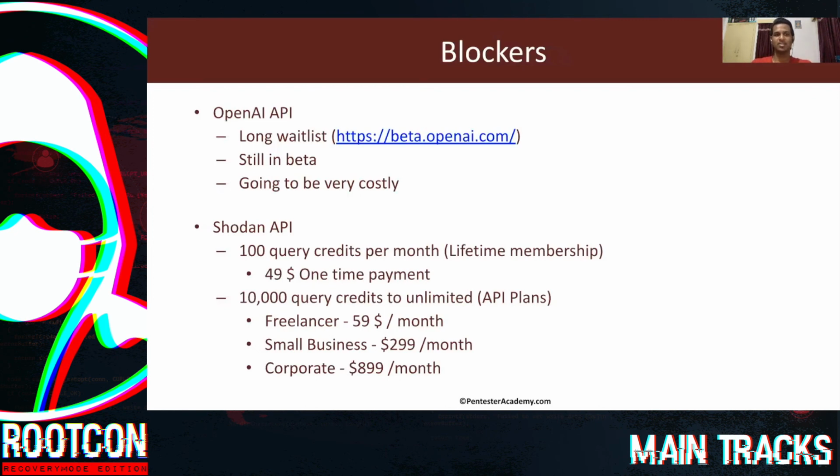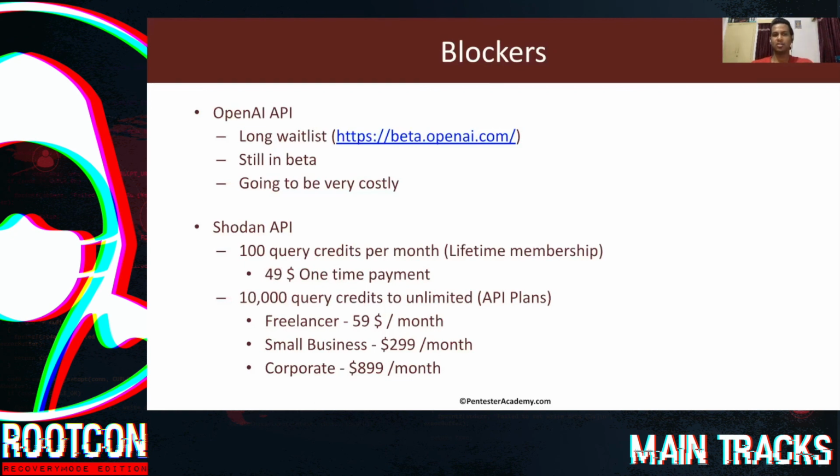The first one is that the OpenAI API is still in beta, and in order to get the API key, you'll have to send a request to them, and there's a really long wait list. So it might take a couple of months before you can get it. And it is expected that when it is released and gets out of beta, it's going to be very costly. Initially you might have a 3-month free trial, but then you'll have to pay a huge price for accessing the API. The second thing to note here is the Shodan API which we used was not a free one.